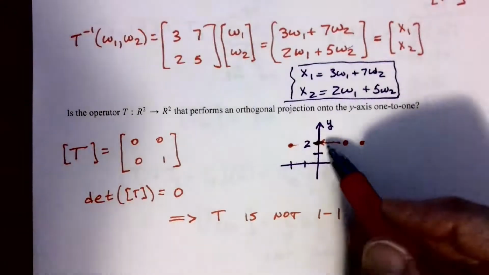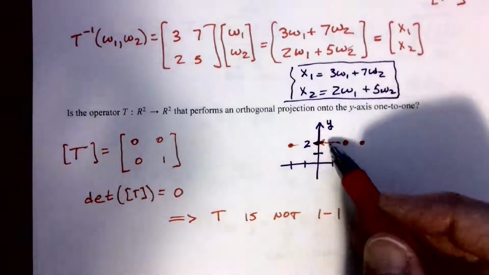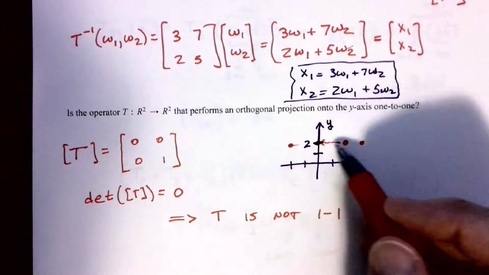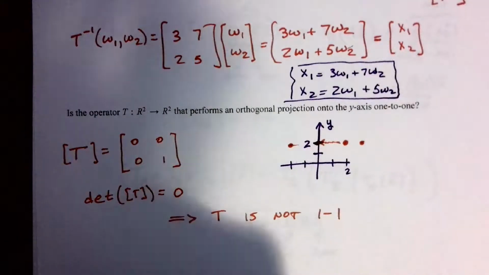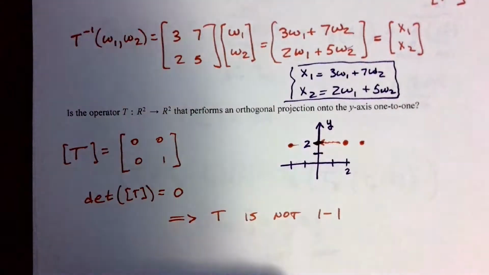It kind of makes sense, right? If all these points are mapping to 0, 2, how would I go back, right? 0, 2 going the other direction only gets mapped to one point. Which one does it go to? It doesn't work. Okay, we can't undo that.